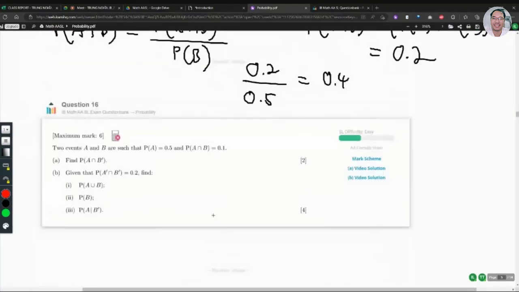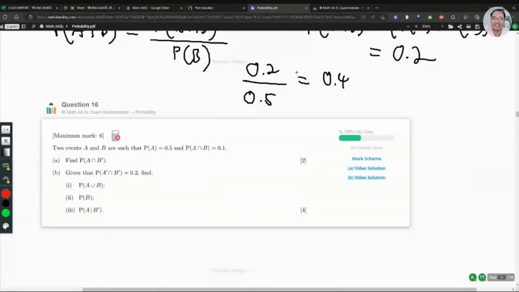The two events A and B are such that P(A) is 0.5 and P(A and B) is 0.1. There is a P(A and B), meaning the intersection between the two events A and B. It means that the two events are not mutually exclusive, meaning they can happen at the same time. Find the P(A and not B).